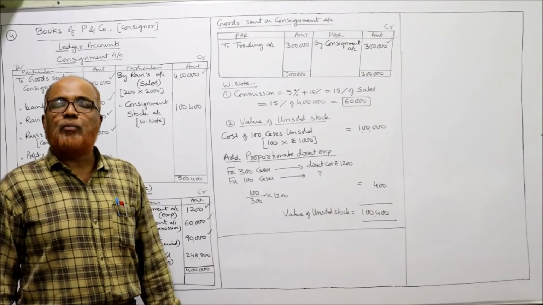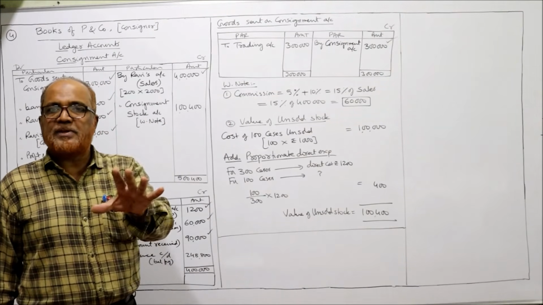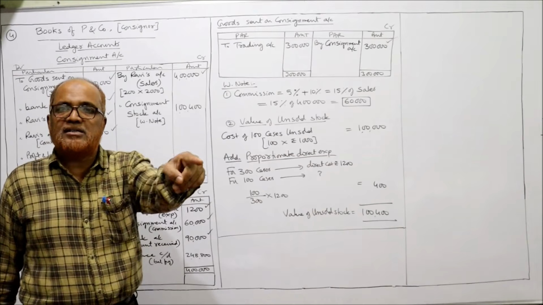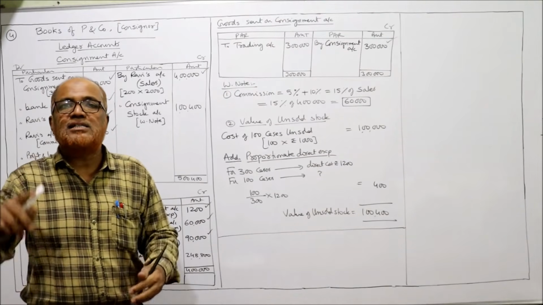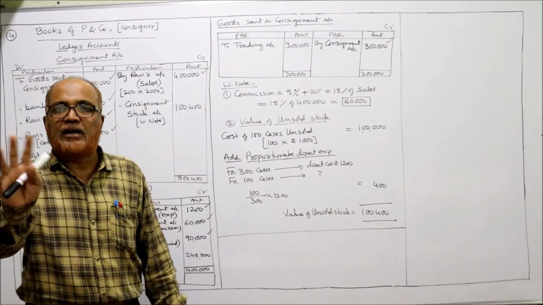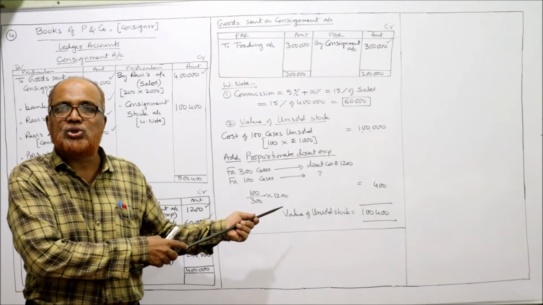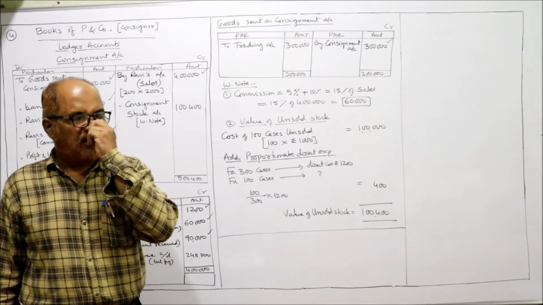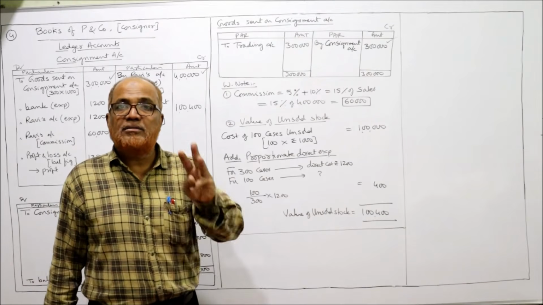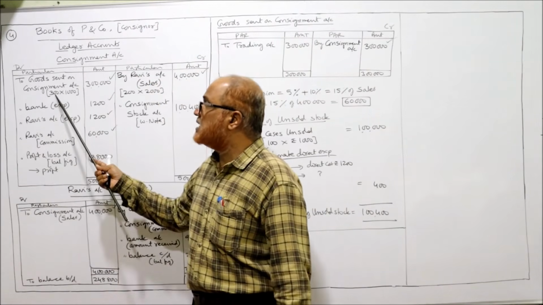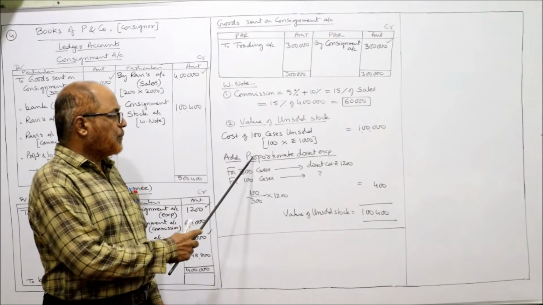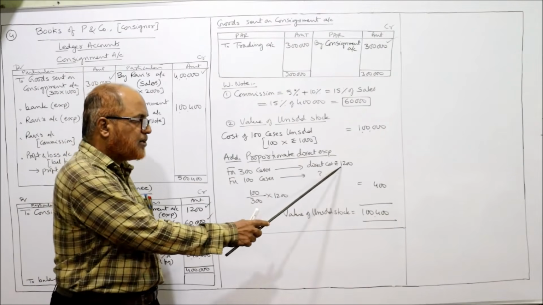Now we have to add proportionate direct expenses. The direct expenses are the expenses incurred by the consignor. Here the details of expenses incurred by consignee are not given. So we assume that consignee's expenses are completely indirect expenses, recurring expenses that will not be considered in closing stock, in unsold stock. So we have to take into account only the consignor. How much has the consignor spent? 1200 rupees. On how many cases? 300 cases. Actually 300 cases he has sent. On these 300 cases, consignor has paid 1200 rupees.